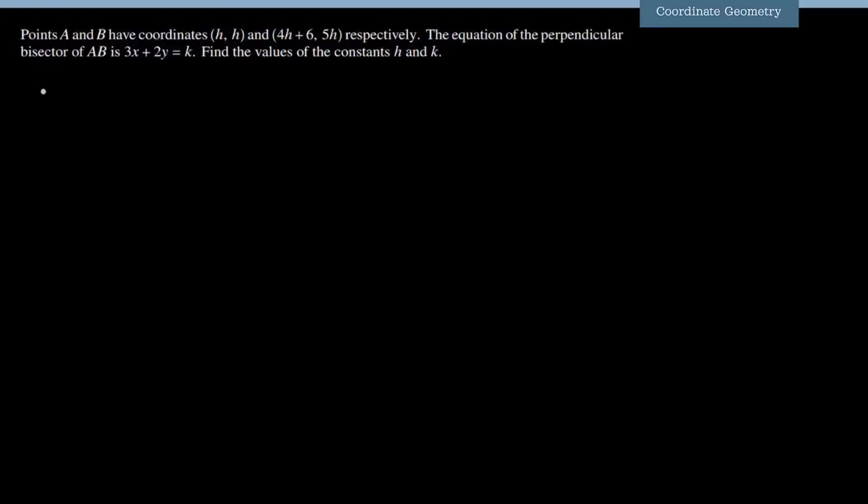So here it's told that there is some point A that has the coordinates of (h, h) and point B that has the coordinates of (4h + 6, 5h). Let's say that point A is somewhere over here and point B is over here. A and B form a line and there is a perpendicular bisector to this line. Remember, the perpendicular bisector passes through the midpoint of the line. So the perpendicular bisector is going to look like this.